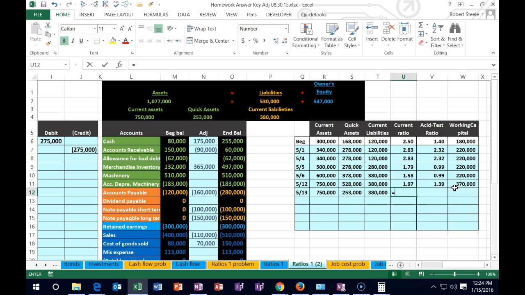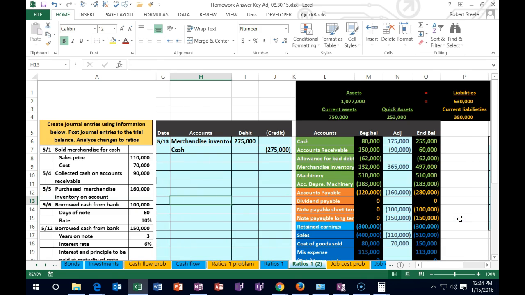We're going to say that the current ratio then is still the 750 current assets over the current liabilities 380, no change. But the acid test ratio now is the quick assets over the current liabilities, and it's gone substantially down on the purchase of inventory. So the purchase of inventory for cash will substantially reduce it because the inventory is not included in the current assets or the quick assets. And then the working capital equals the 750 minus the 380. All right, let's see what we have next.